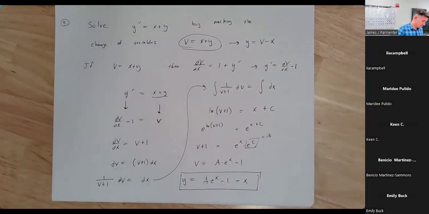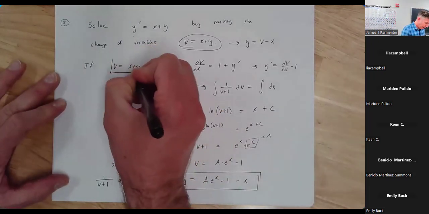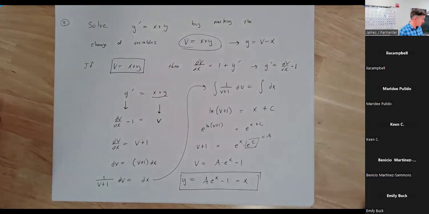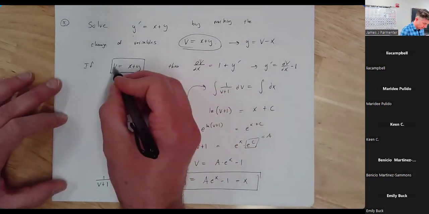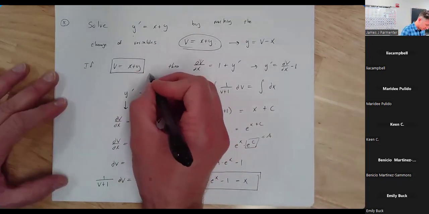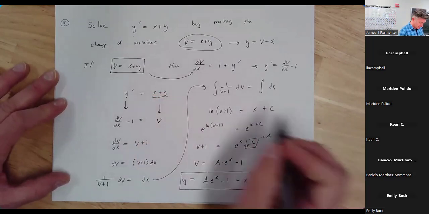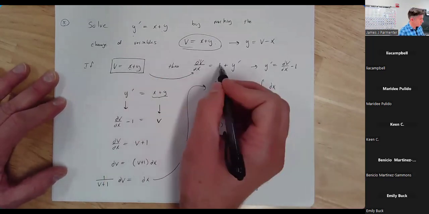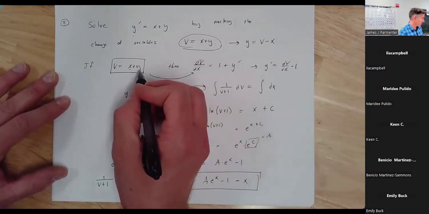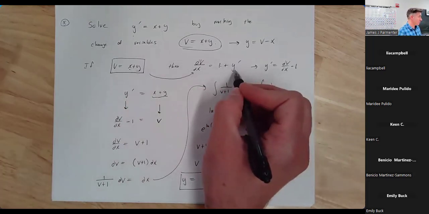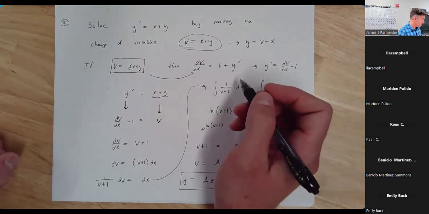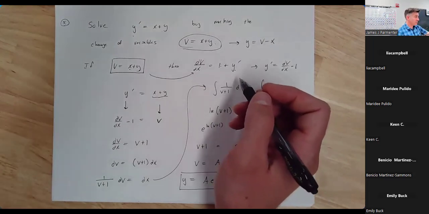Question. I just want to go back to the beginning, how you go from v equals x plus y to 1 plus y prime. From here, I took the derivative of both sides. So the derivative of v with respect to x is dv dx. The derivative of x with respect to x is 1. The derivative of y with respect to x is y prime. Or you could alternatively have written dy dx. It would not just be 1.